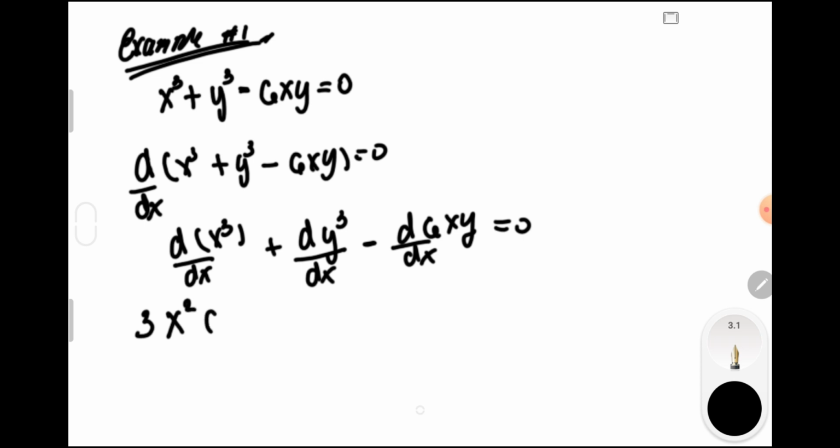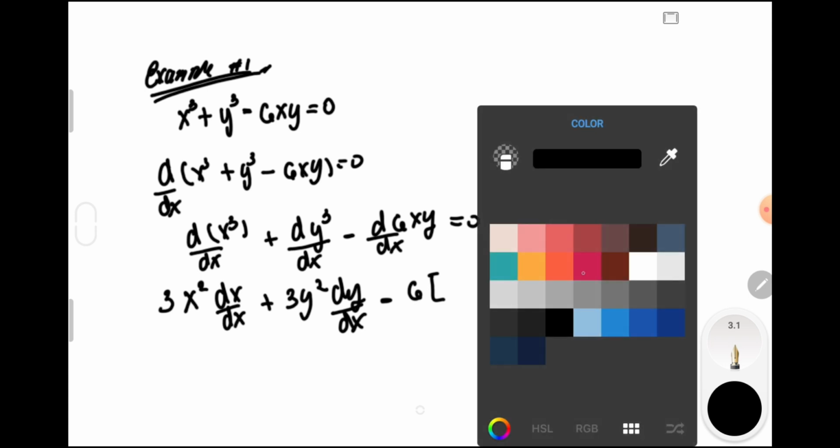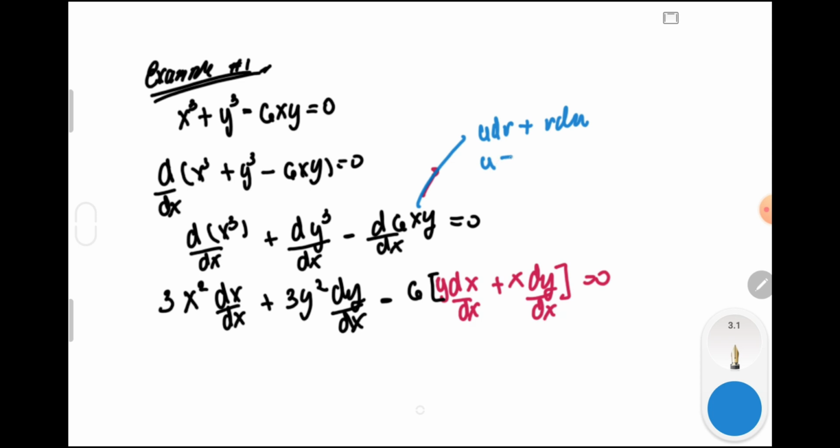3x squared dx over dx plus 3y squared dy over dx minus 6 multiplied by, so this will be performed by our product rule, wherein we have the derivative of x with respect to dx plus x the derivative of y with respect to dx equals 0. Okay? So ito galing to sa ating udv plus vdu, wherein our u is equal to x and our v is equal to y. Okay?